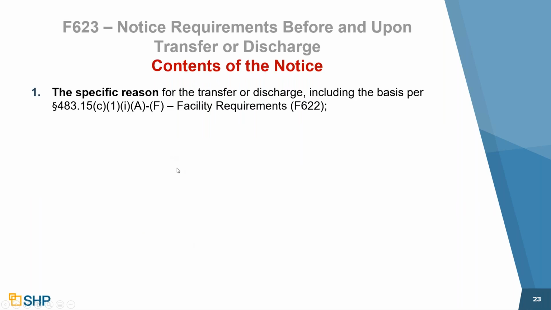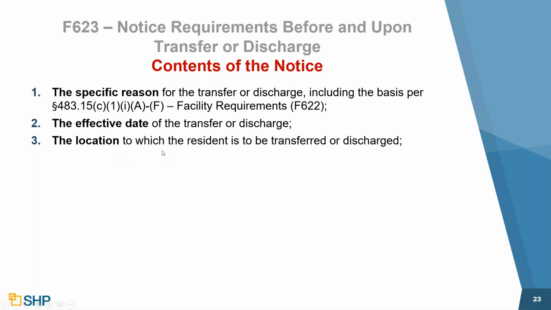So what's in the contents of the notice, and you've seen this so many times: the specific reason for the transfer or discharge, which must meet the requirements at F622, the effective date of the transfer or the discharge, and the location to which the resident is to be transferred or discharged.